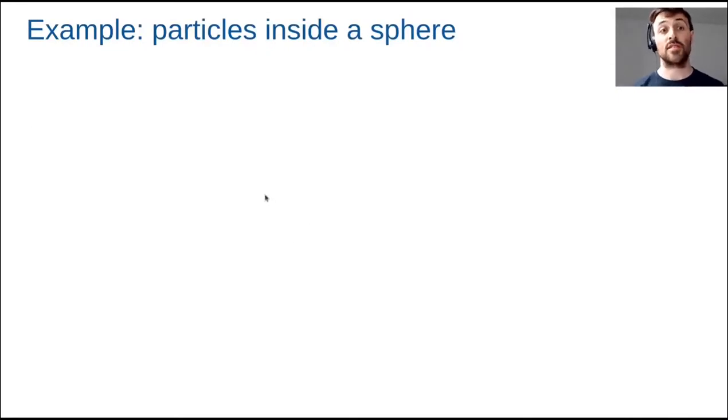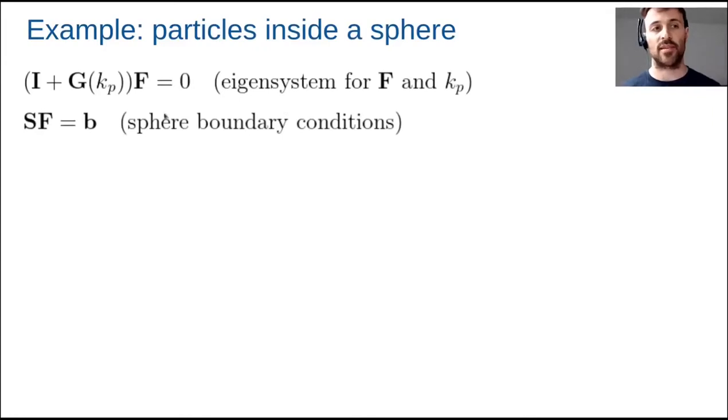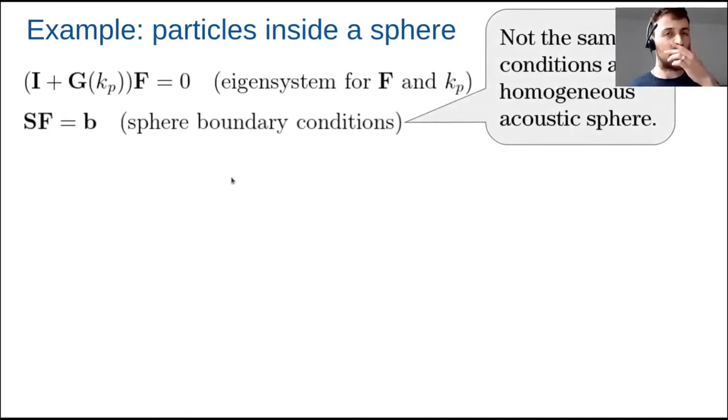How about we now try to specialize this to a sphere filled with particles, like in the beginning, that droplet. Well, the eigensystem from the general wave equation is still the same, but we can specialize the boundary conditions to the case of a sphere with little particles in it. And just to make a note here, these boundary conditions are not the same as a homogeneous acoustic sphere, and that's why the effective density and sound speed doesn't really work well.